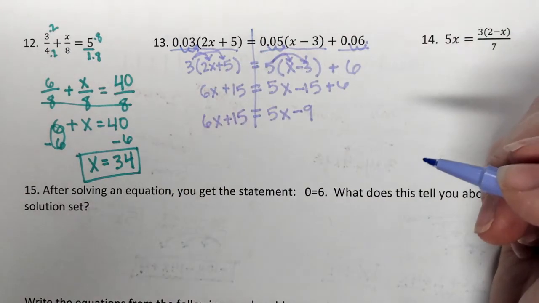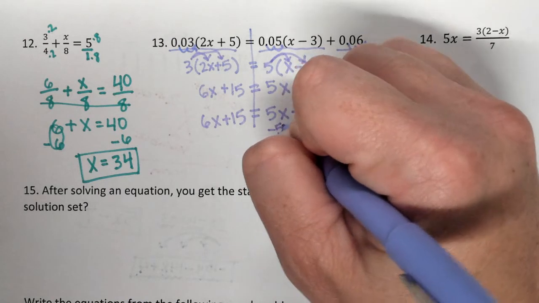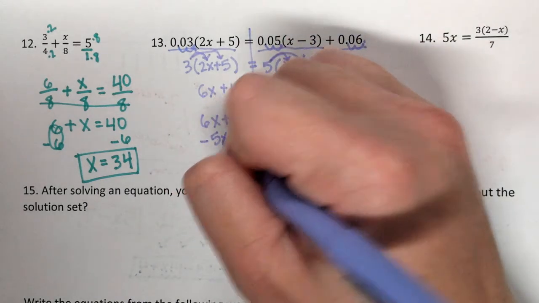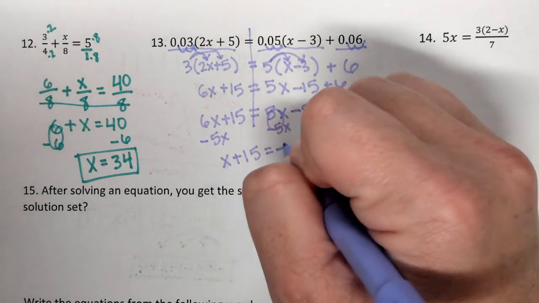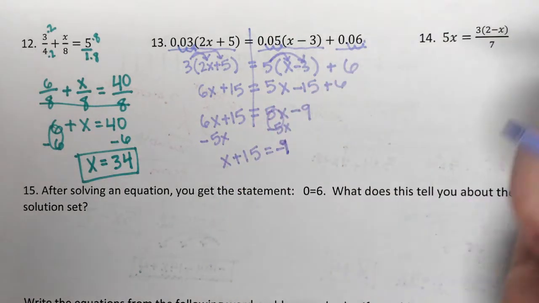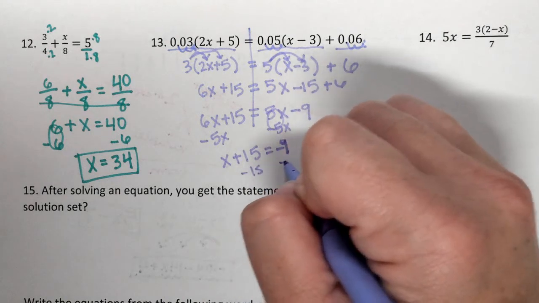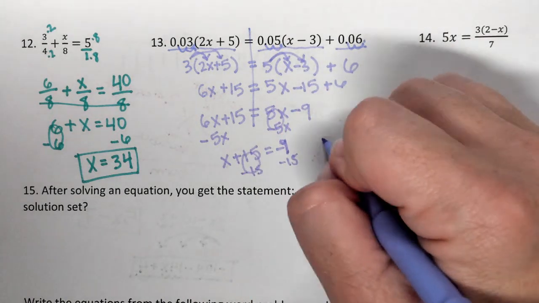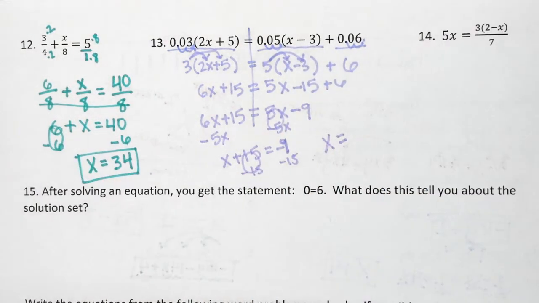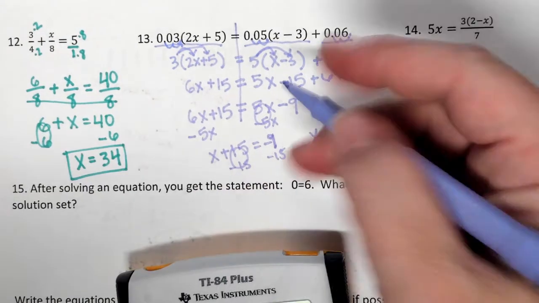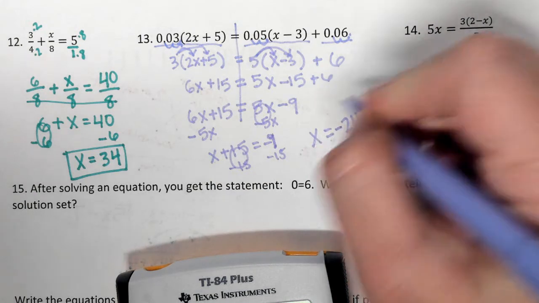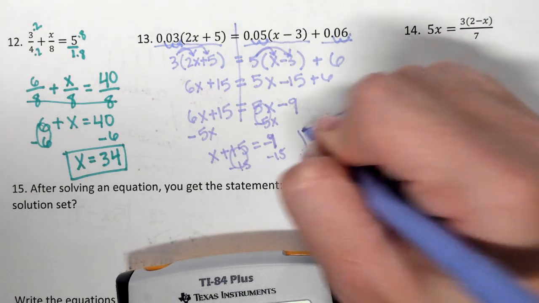So I'm going to move my smallest x, which is 5x. So minus 5x, minus 5x. This cancels out, and I get x plus 15 equals negative 9. So now we do minus 15, minus 15. I get x equals, again, if you struggle, negative 9 minus 15 gives me negative 24. And again, just like I showed you on the front, you could still be checking your work.